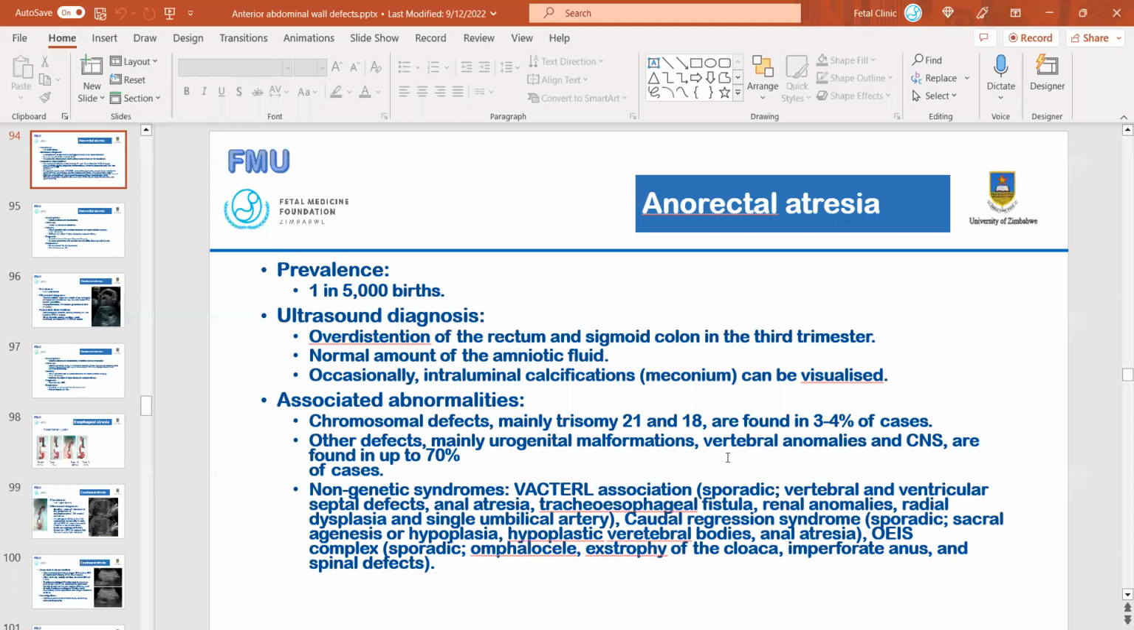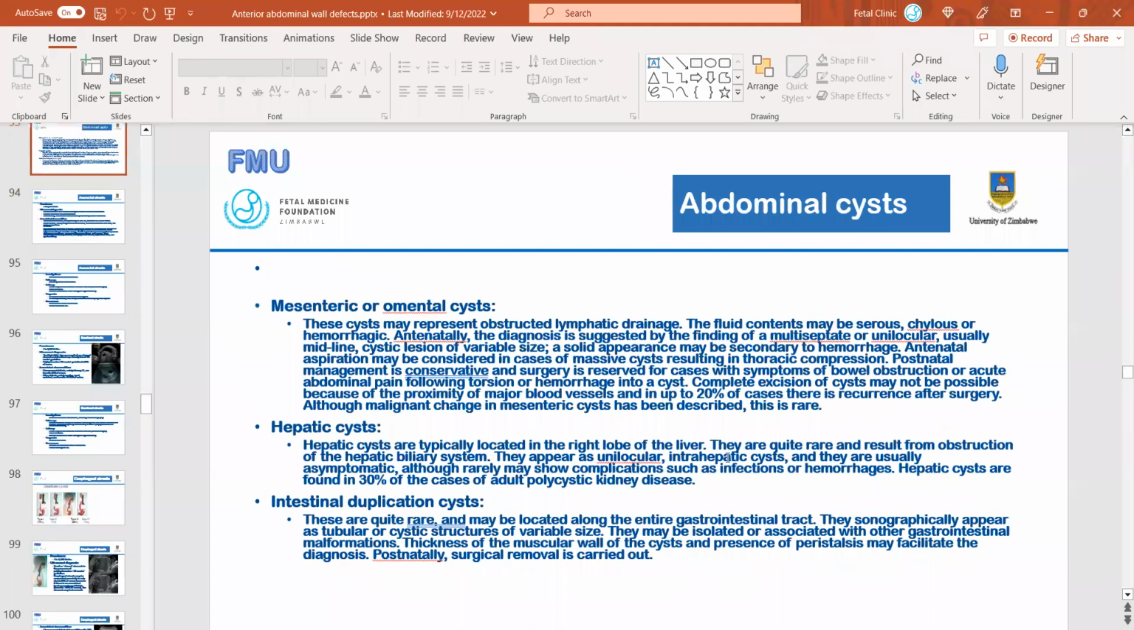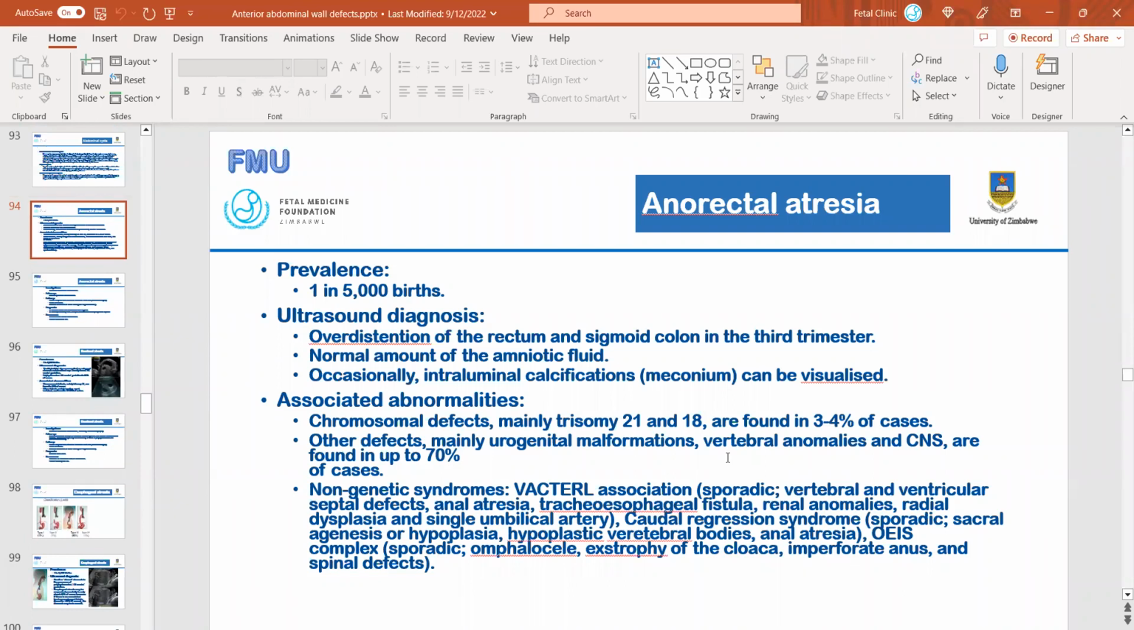So the ultrasound scan diagnosis is very easy. Normally, you may see an over-distension of the rectum and sigmoid colon in the third trimester and a normal amount of amniotic fluid. And occasionally, intraluminal calcification, which is meconium, can be visualized. Sorry, this is anorectal atresia. Anorectal atresia. So the association with chromosome abnormalities occurs in about 3 to 4% of the cases. So in this case, we offer the woman the option of amniocentesis.